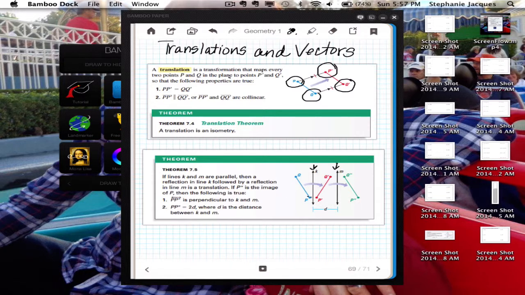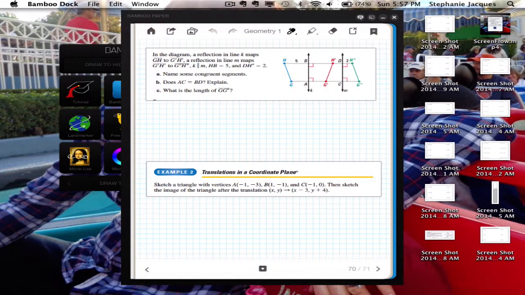So if we draw a line from P to P double prime, then we see that it is perpendicular right there. Also, P to P double prime equals 2D. That means twice the distance between K and M. So if D were 5 units, then P to P double prime would be 10. Okay, let's move on.